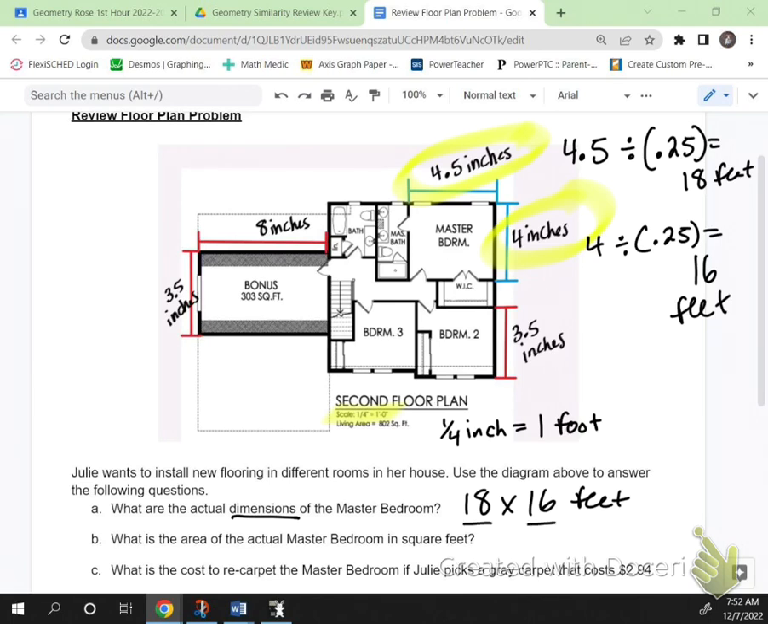Part B says, what's the area? What am I going to do to find the area? Tell me what we're doing. Find the area of that room. That would be perimeter. We're not going to add up all the sides. What do I do to find area? Multiply. Do 18 times 16. 288. What's my label here, though? Square feet.